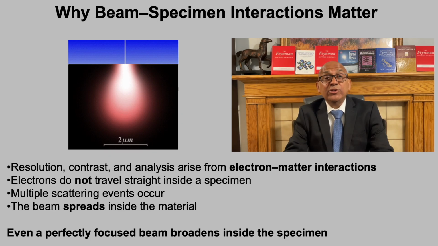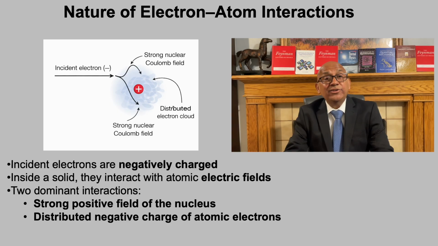An important consequence of these interactions is that the electron beam spreads as it penetrates the specimen. This means that even a perfectly focused probe at the surface becomes broader inside the material, directly affecting resolution, contrast, and analytical accuracy. To understand beam-specimen interaction, we need to look at the problem at the atomic scale.